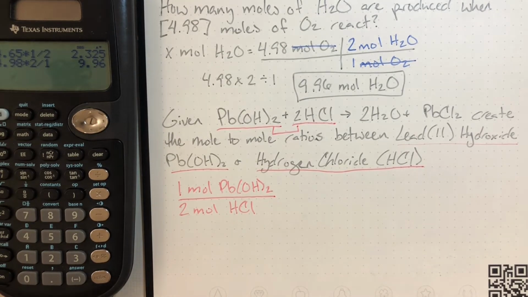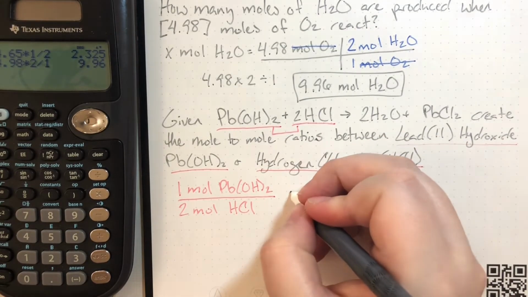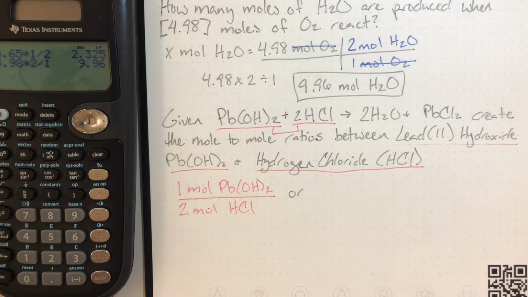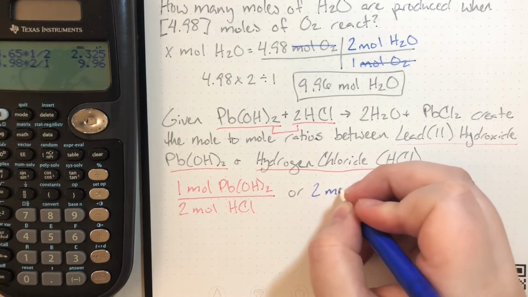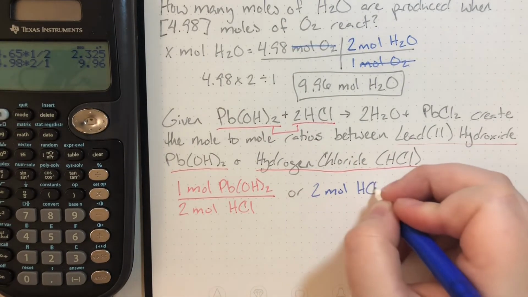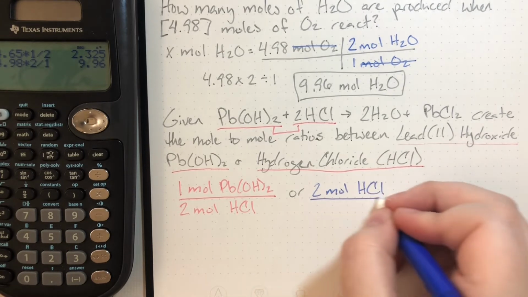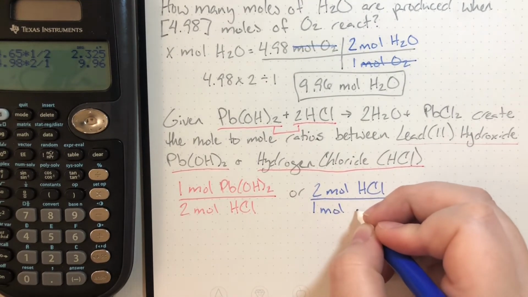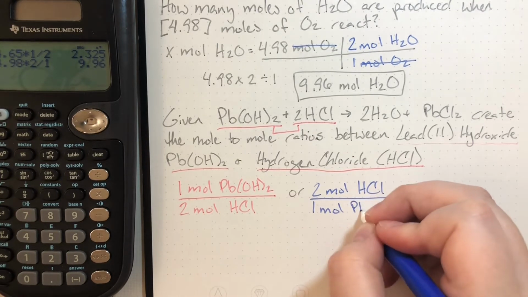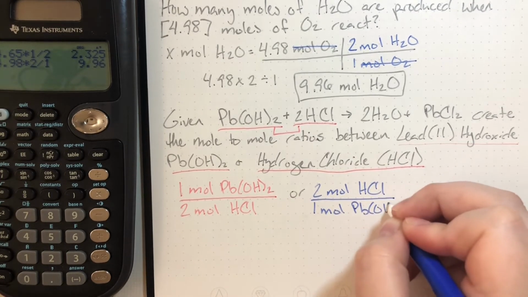I may need the conversion factor in another format, so I'm going to go ahead and flip it. For every 2 moles of hydrogen chloride, there will be 1 mole of lead(II) hydroxide.